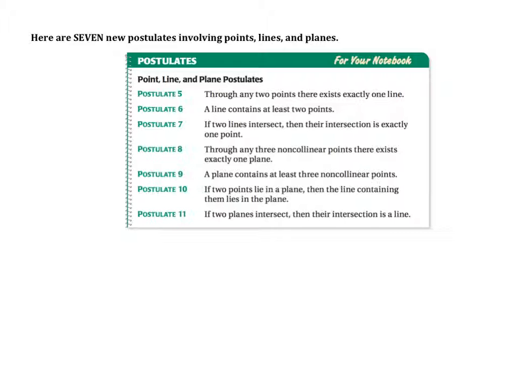Postulate number 7: if two lines intersect, then their intersection is exactly 1 point. Here again, this is something we've talked about previously. We talked about if there's two lines and they intersect, they're going to intersect in exactly 1 point.